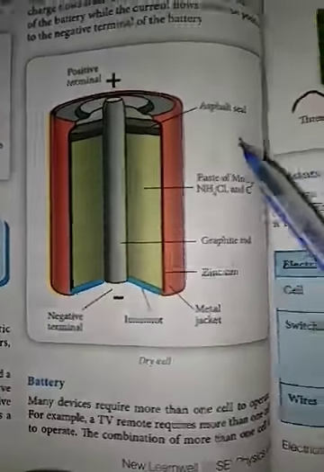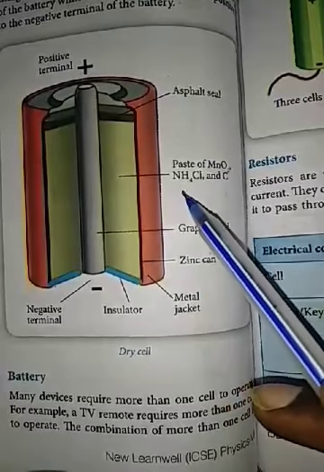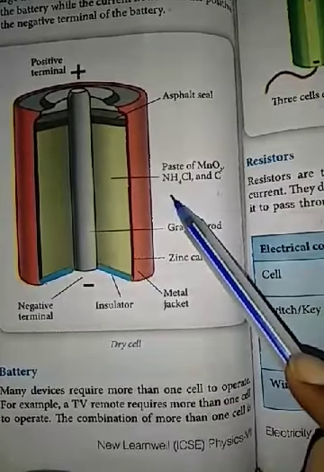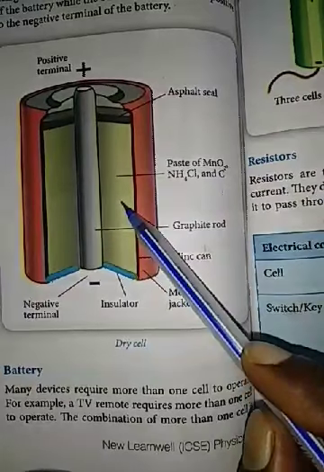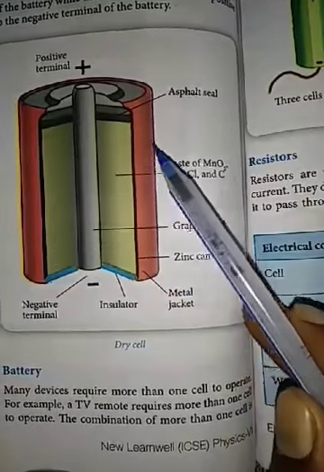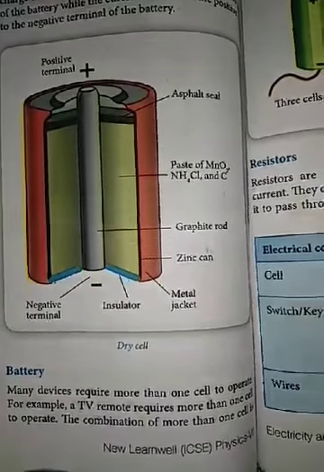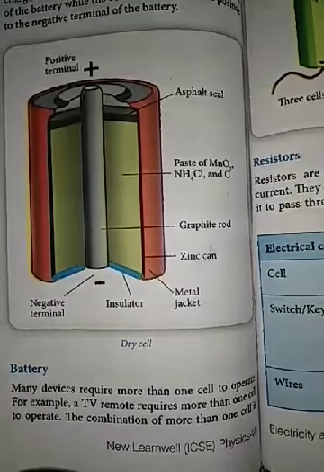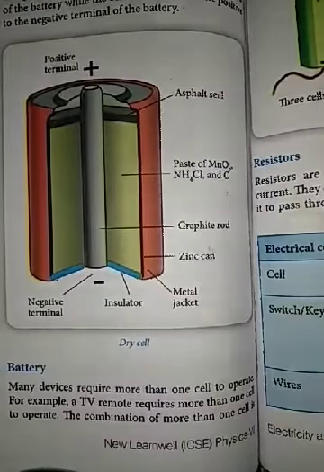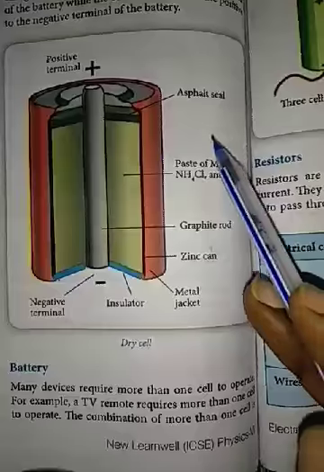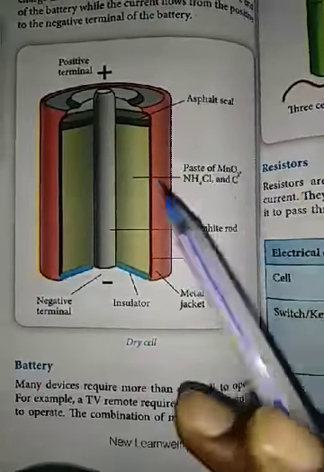Chemicals such as manganese dioxide, ammonium chloride, and carbon are stored in the cell in paste form. The chemicals get used up, and thus the chemical energy of the cell gets converted into electrical energy. In this way, chemicals stored inside the cell generate electricity. When the chemicals get used up completely, the cell stops working and is said to be dead.